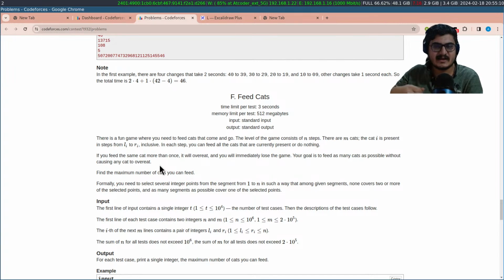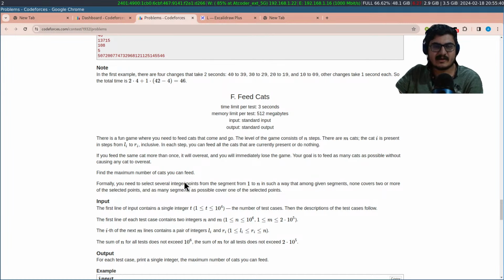You are in a room sitting with a lot of food. There are some cats which appear at some time and they go after some time. In this case, we can say that the ith cat comes into the room at Li seconds and moves out of the room at Ri seconds. At some point, you decide to feed all the cats which are present in the room. You cannot say you only want to feed these 3 cats and the 4th cat in the room will not get anything. Either you feed every cat which is present in the room or you do nothing.